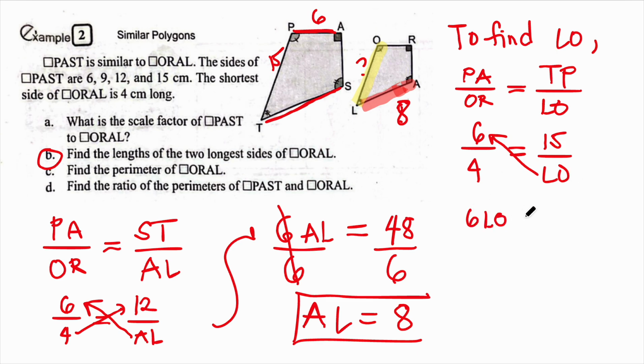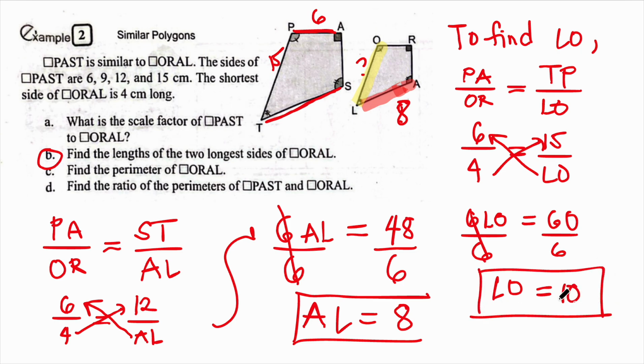We have 6 LO, that is equal to 4 times 15, and that is going to be 60. Okay? Dividing both sides by 6, leaving us LO. That is equal to, finally, we get the LO. That is 10. Okay? There you go. The final answer would be 10 here.